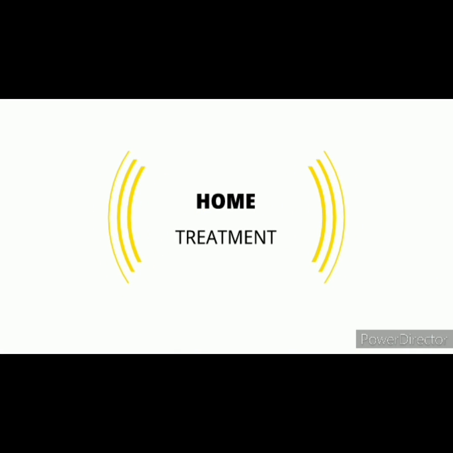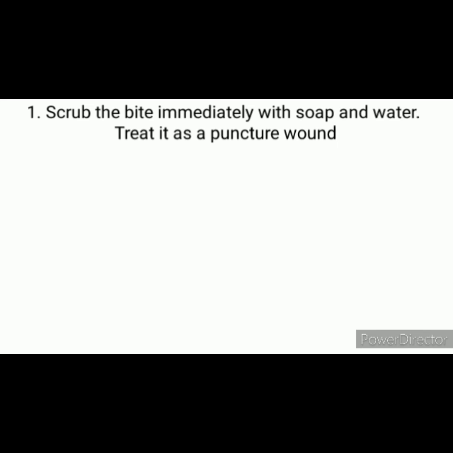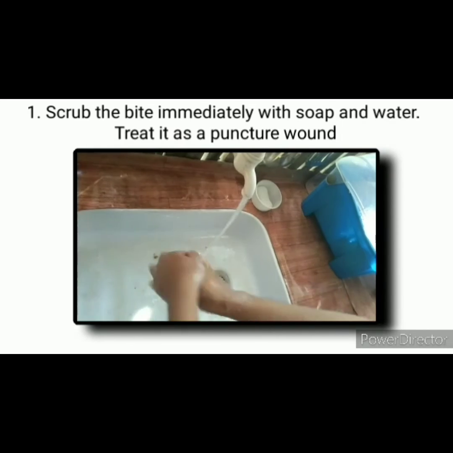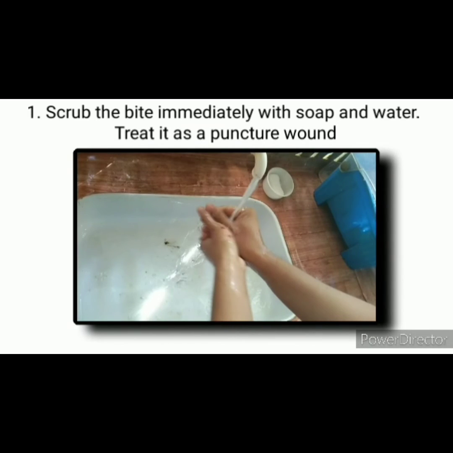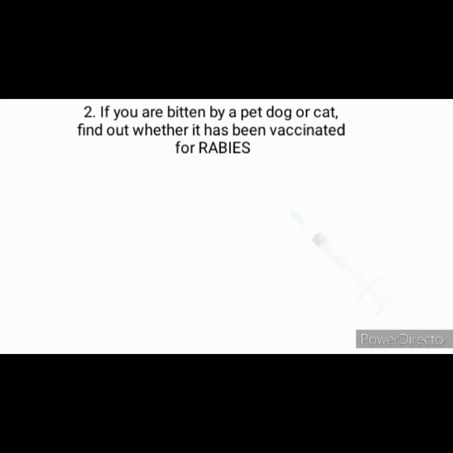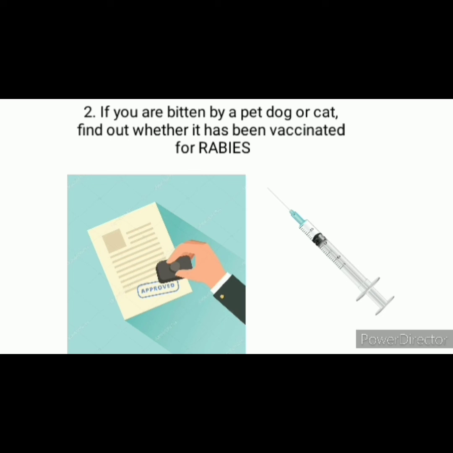Home treatment. First, scrub the bite immediately with soap and water. Treat it as a puncture wound. Second, if you are bitten by a pet dog or cat, find out whether it has been vaccinated for rabies.